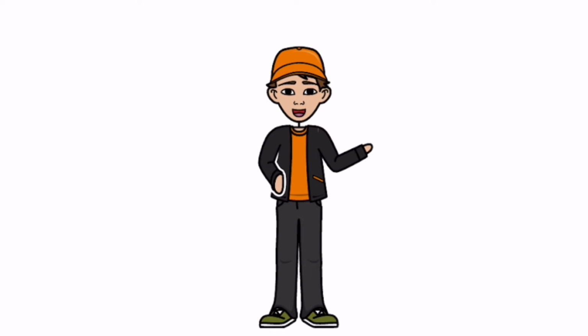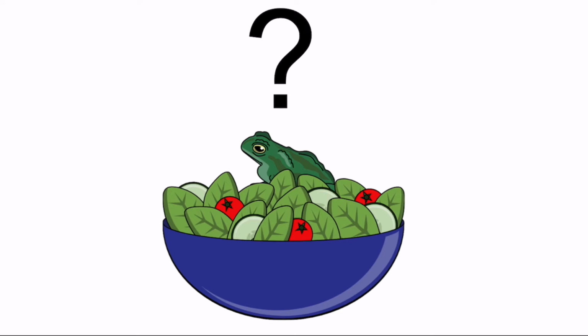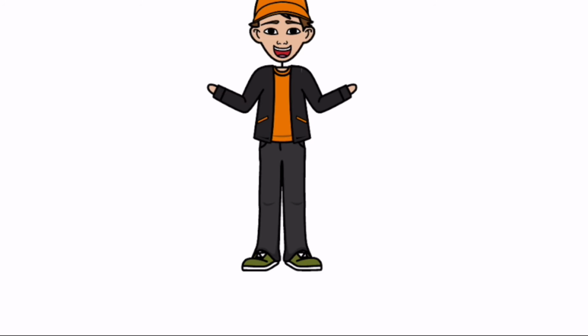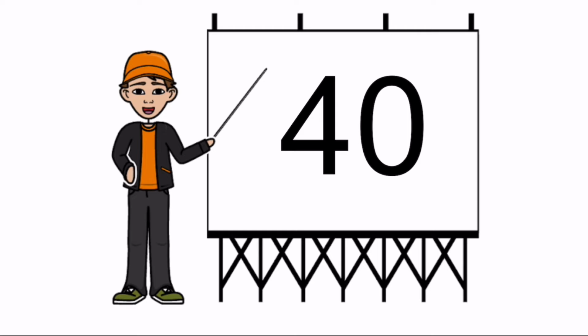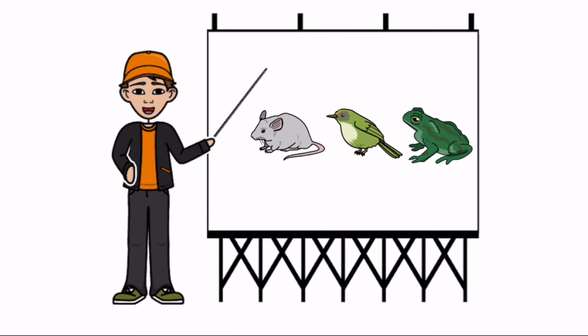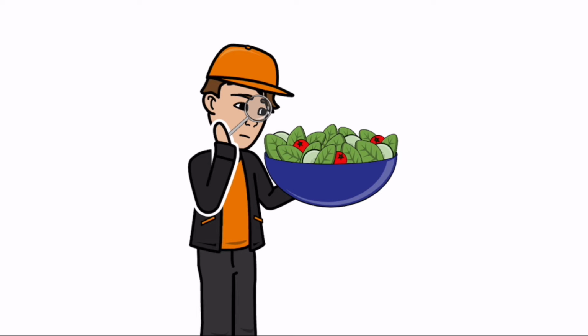Anyway, I love this story, but I have one question. Why was Tony in the salad? I'll tell you why. Over the past decade, there have been 40 recorded sightings of small animals ranging from mice to birds and to frogs. There's definitely the possibility that more got in without being recorded.